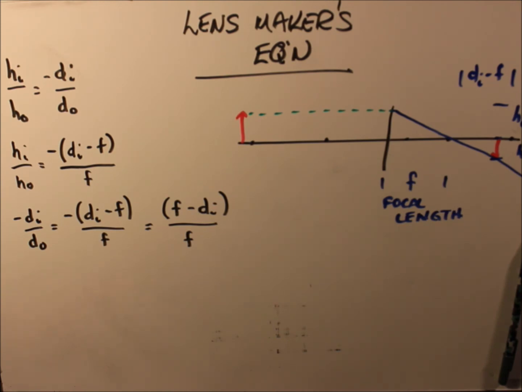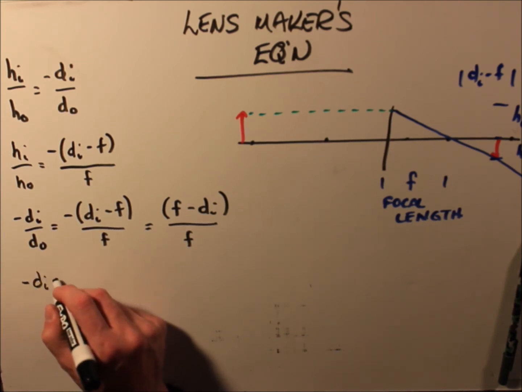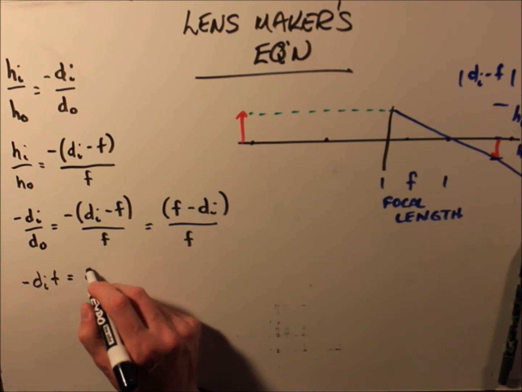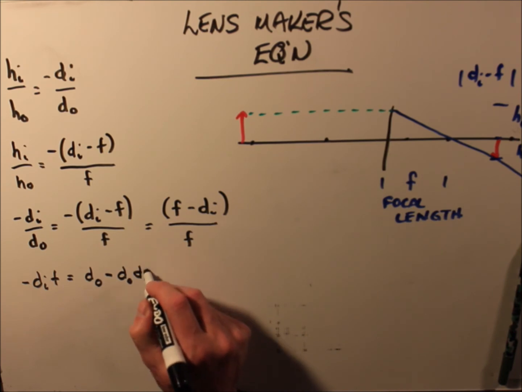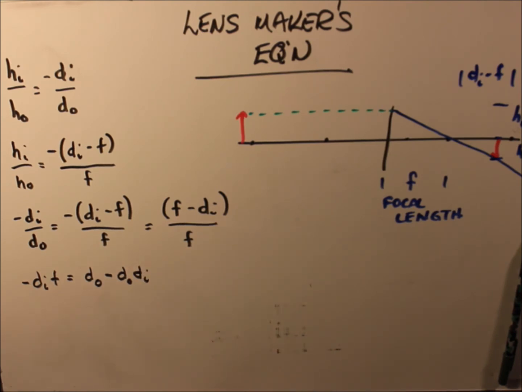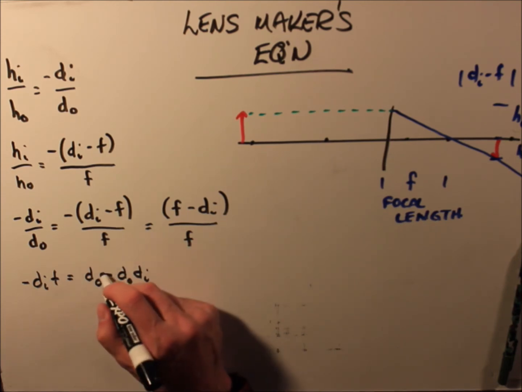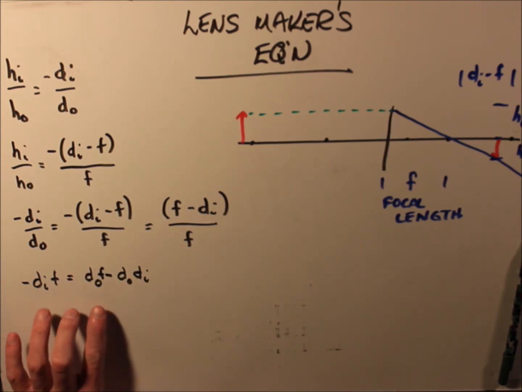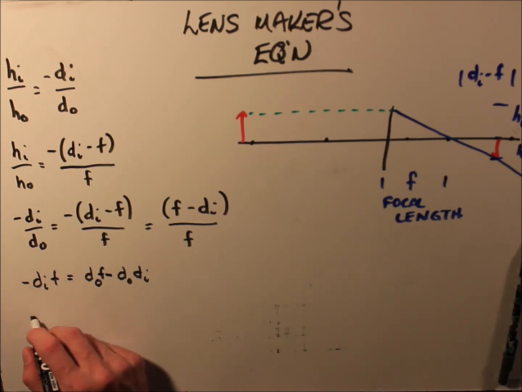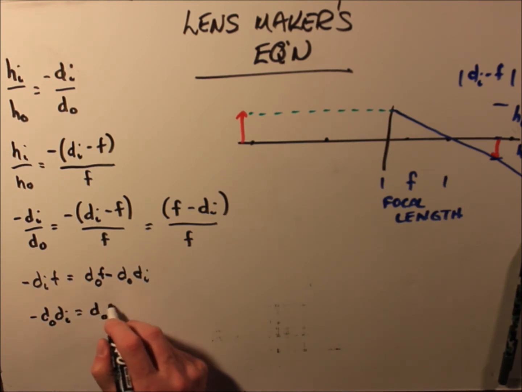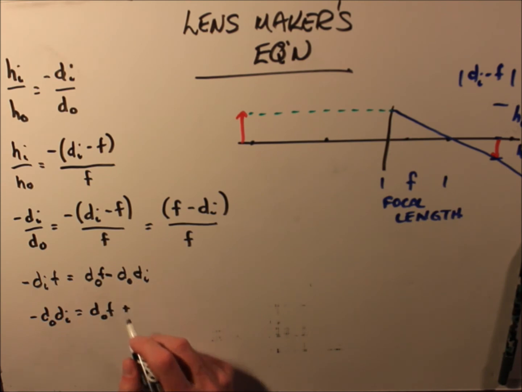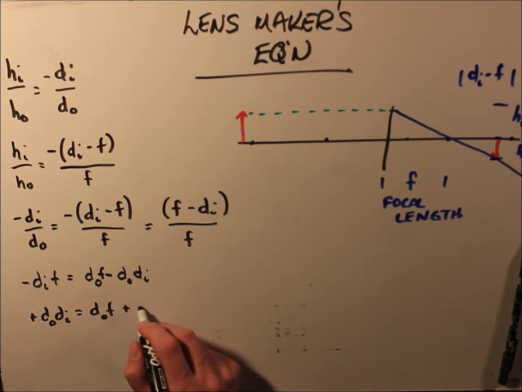So let's cross multiply and see what we get here. So we're going to get minus di f equals do f minus do di. Oh, sorry, yes, do f. Here we go. So now we want to combine these two. So we'd end up with something like this. Do di is equal to do f plus, I'm sorry, this would be plus here too, di f.